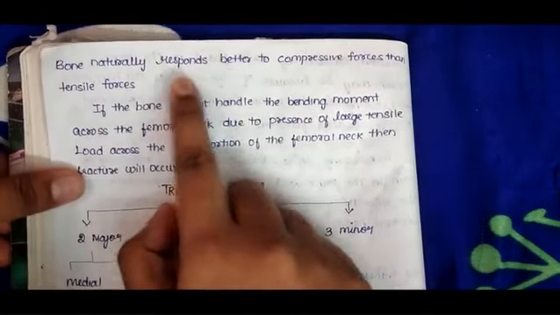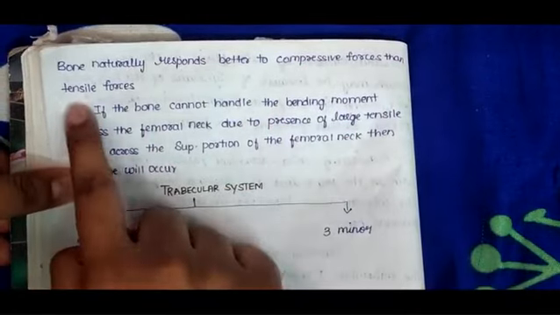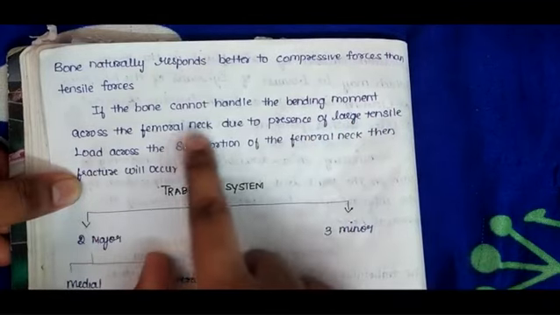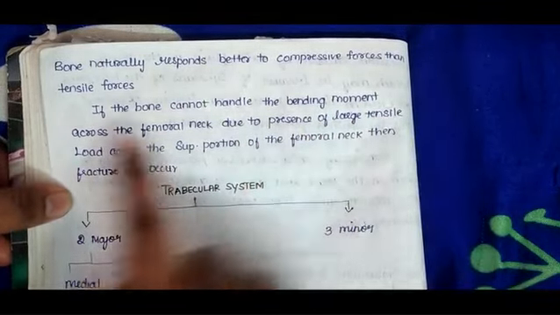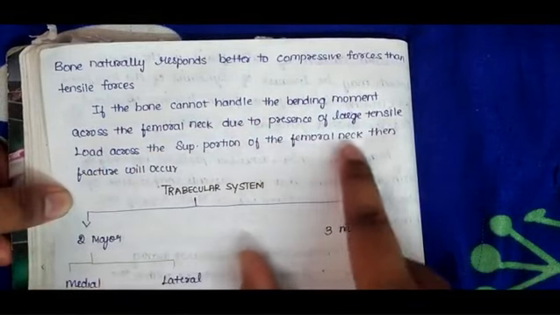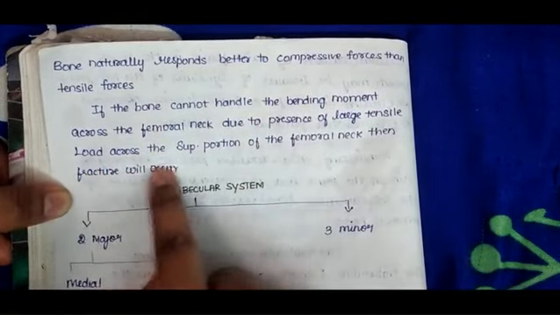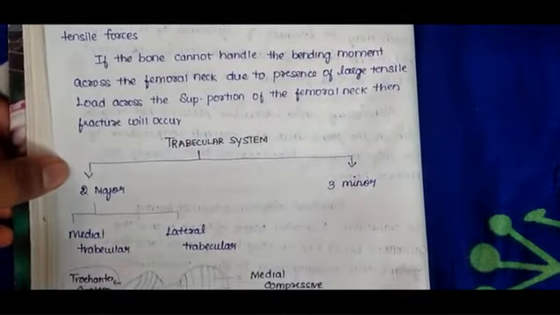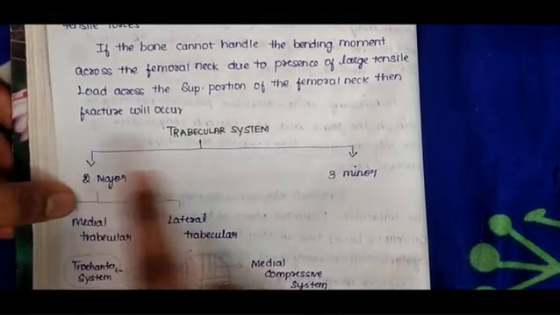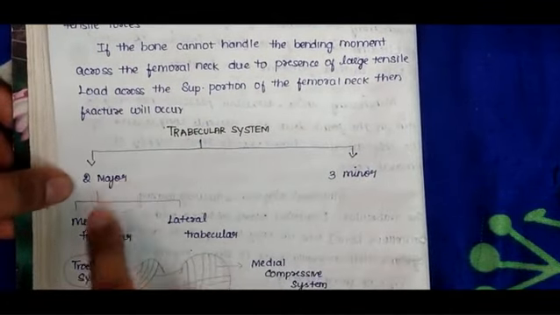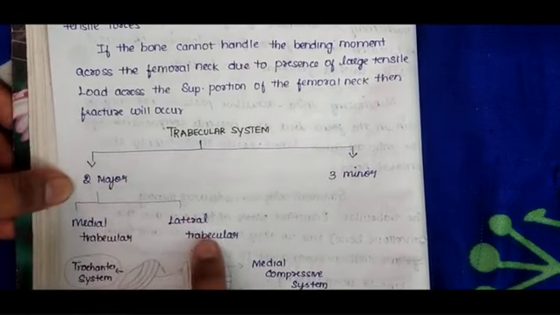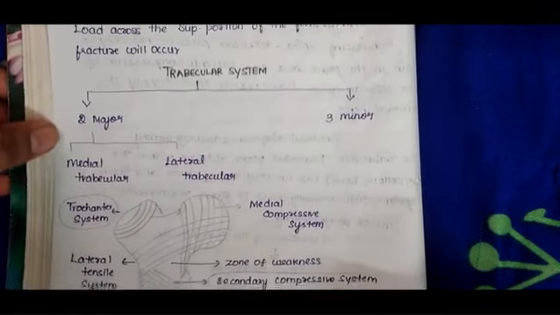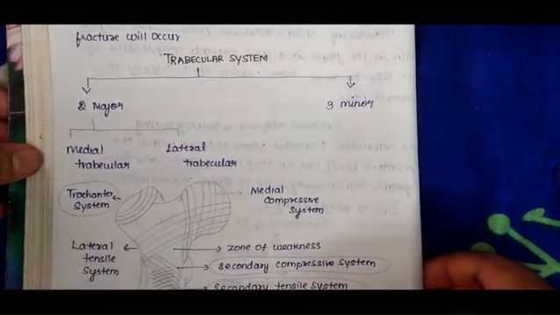Bone naturally responds better to compressive forces than tensile forces. If the bone cannot handle the bending moment across the femoral neck due to the presence of a large tensile load across the superior portion of the femoral neck, then fracture will occur. In order to counteract this, we have a specialized system referred to as the trabecular system. We have two major and three minor. The two major are the medial trabecular and lateral trabecular systems, and the three minor are the secondary compressive system, the secondary tensile system, and the trochanteric system.